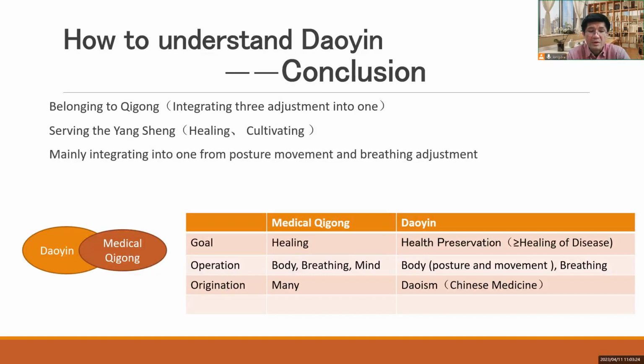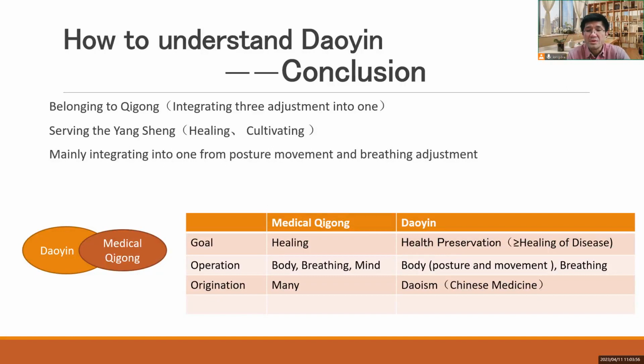Its criterion is three adjustments into one, rather than any single adjustment to body, breath, or mind. That is more than harmony. Because of nature, it is a state as a whole, without any active intention.